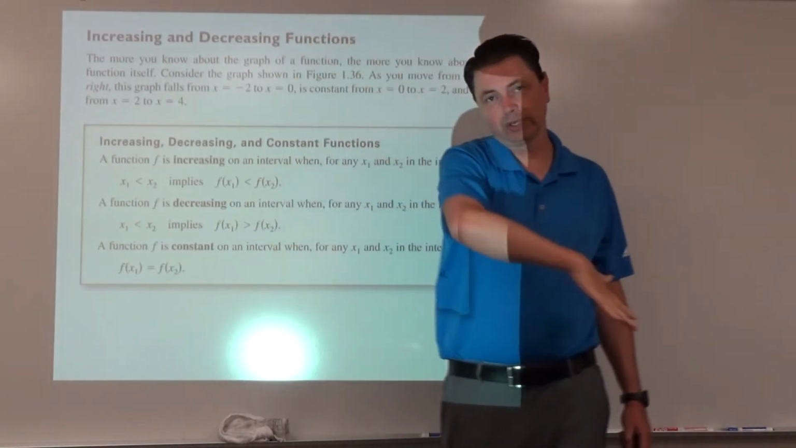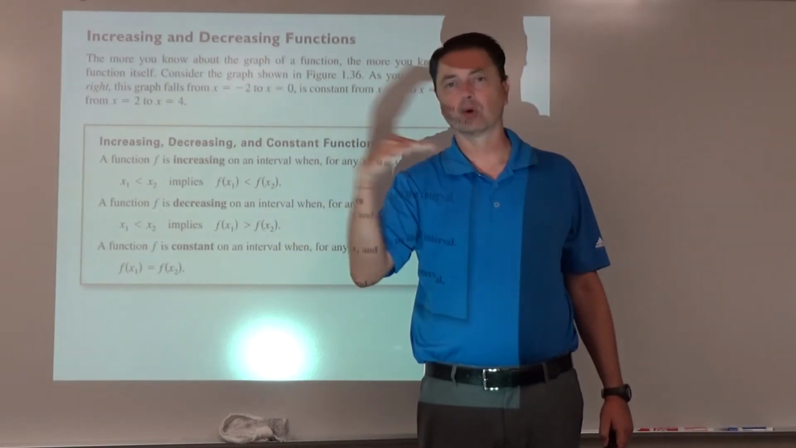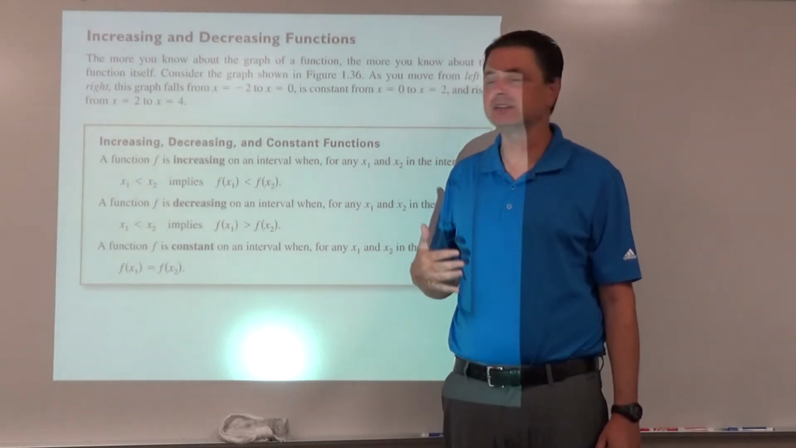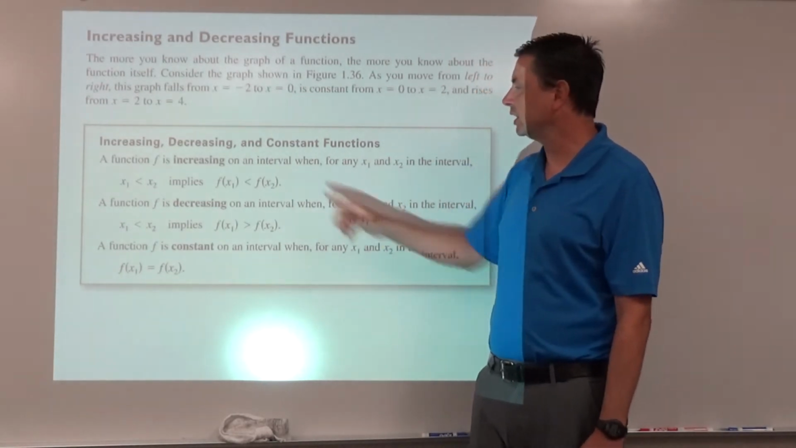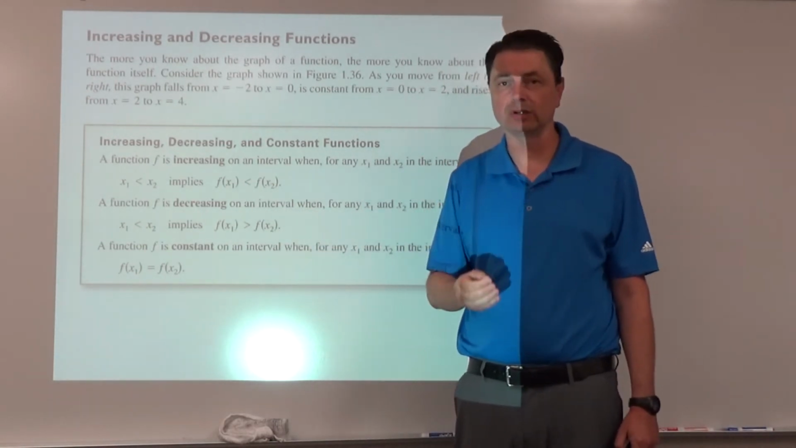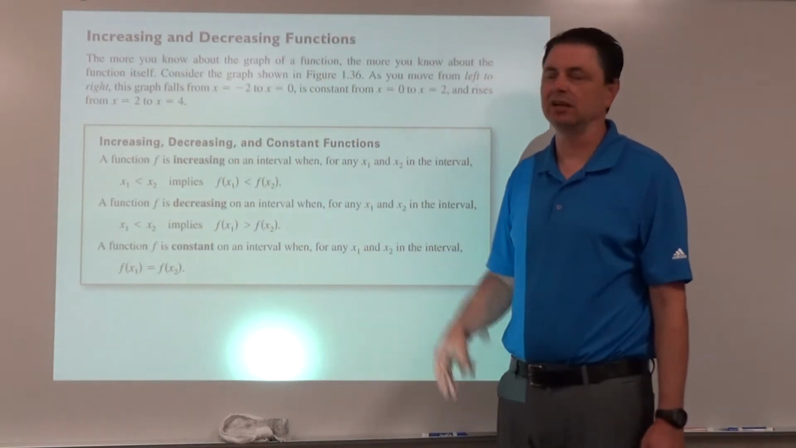Decreasing means it's going down. Constant means it's horizontal or flat in an interval. And when we respond to these, we always are going to be wanting to talk about domain intervals. So we're going to be given the x-coordinates. It goes up from here to here, and that's going to be our interval.